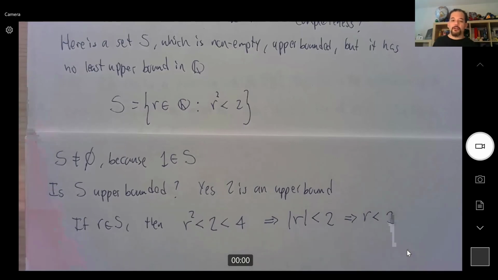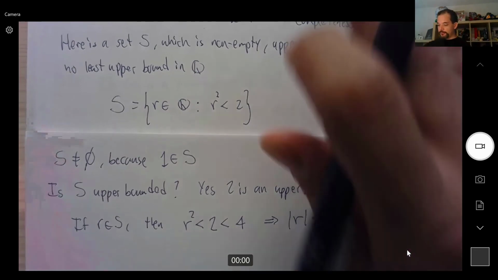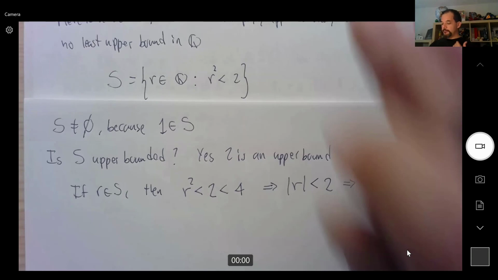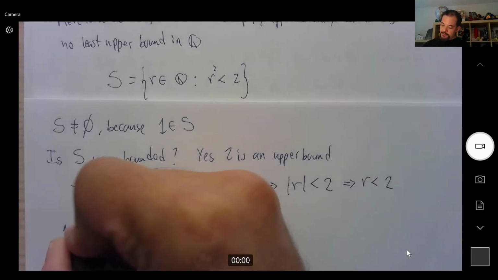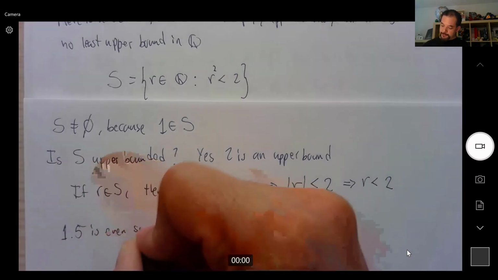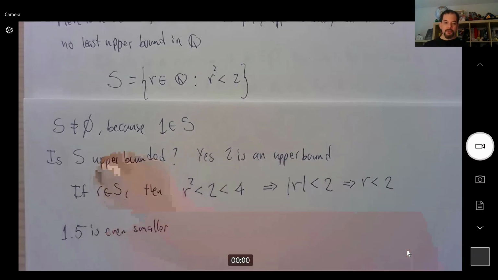Now, what would happen if we want to find out the least upper bound? And we're about to be done here, by the way. I know I'm already at 1:45, but we're almost done. So this is the upper bound 2. What would be a better one? An even smaller one? 1.5. Yes, 1.5 exactly. 1.5 is even smaller, so that will work, right?